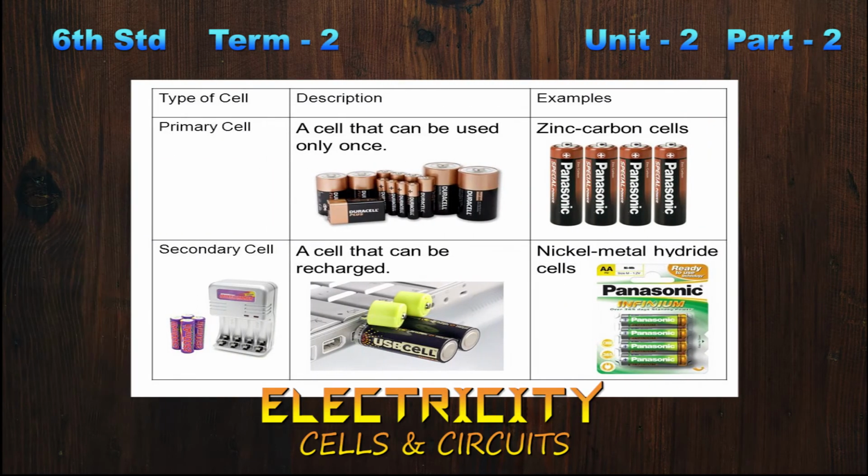The cells are again divided into two types, primary cells and secondary cells, according to the continuity of flow of current. Primary cells cannot be recharged, so they can be used only once. For example, cells used in clocks, watches and toys. A cell that can be recharged many times is called a secondary cell. For example, mobile phone cells, cells used in laptops, and vehicle batteries are secondary cells.